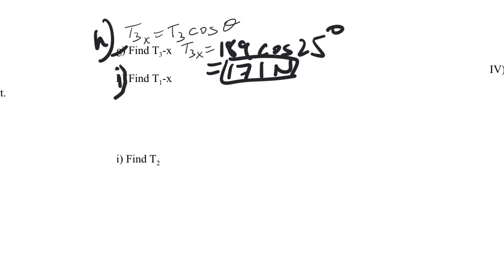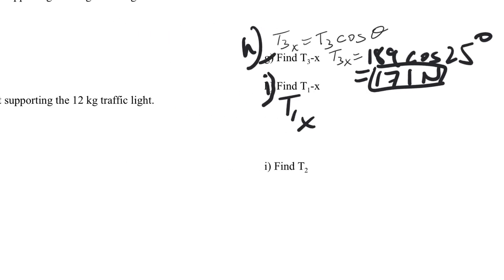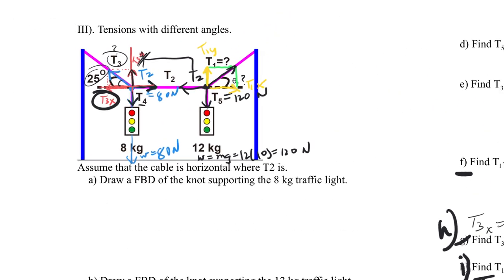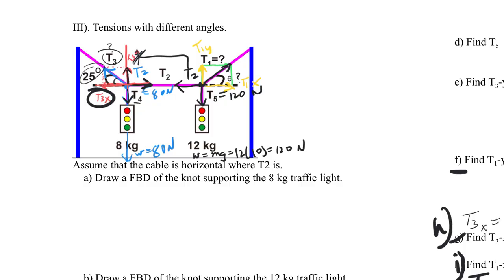So next, let's call this letter I. Let's find T1x. So look at the diagram. T1x is this piece right here, the x component of T1, which I don't know. I don't know T1 either.